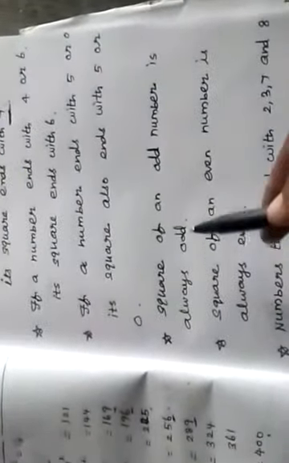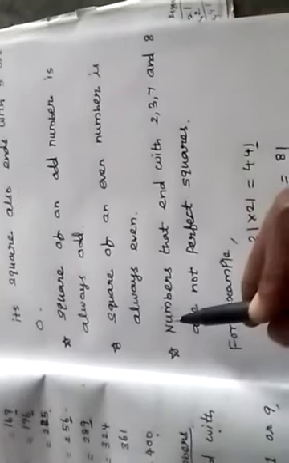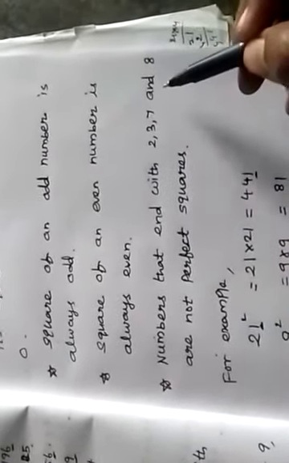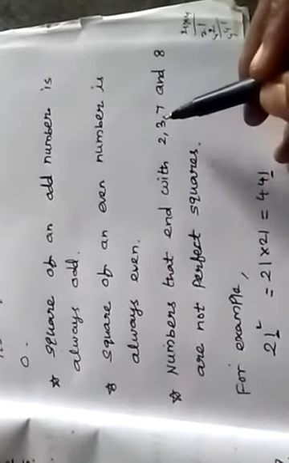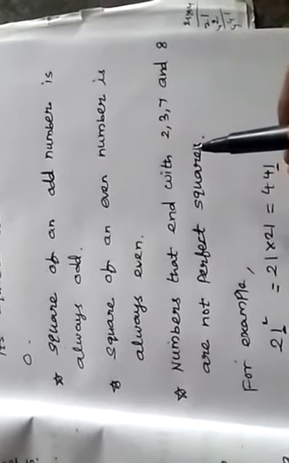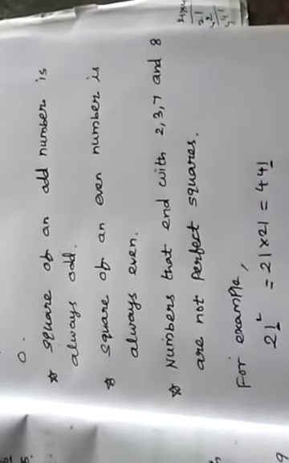Numbers that end with 2, 3, 7 and 8 are not perfect squares. Okay, dear students.